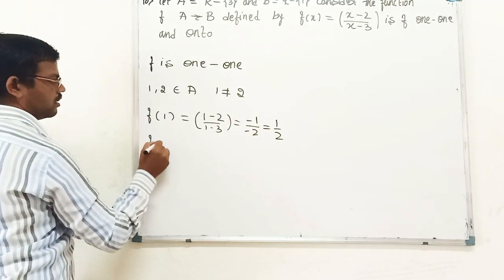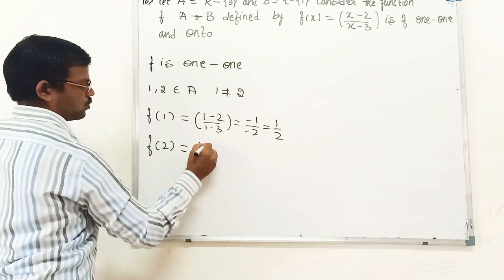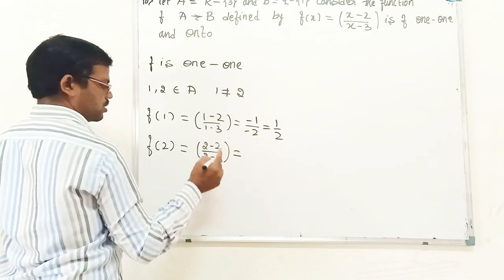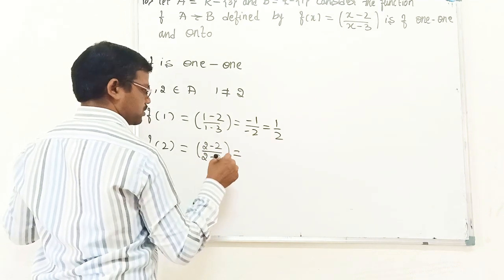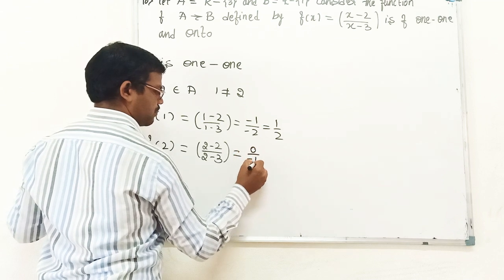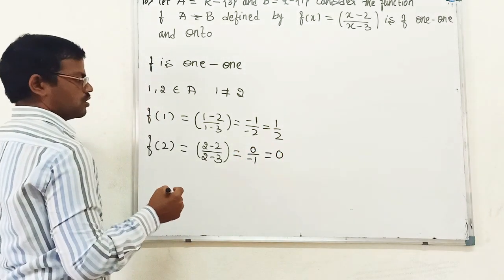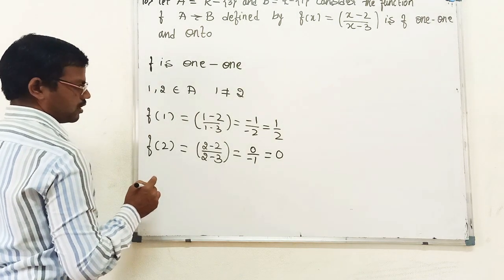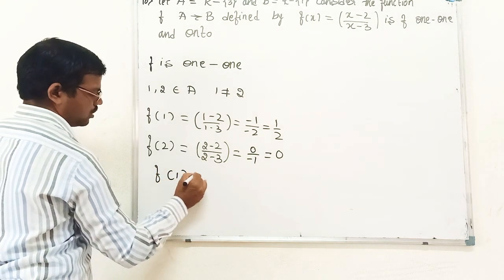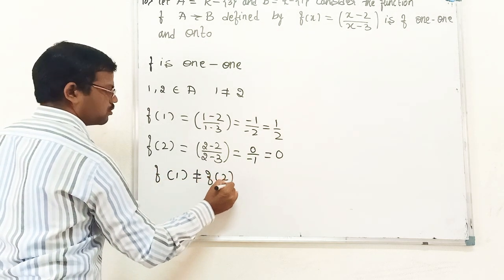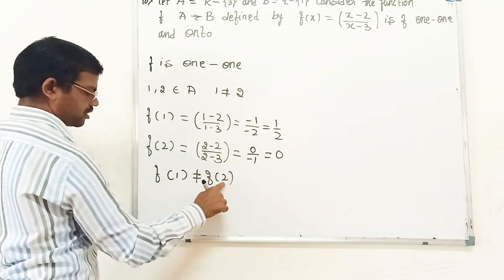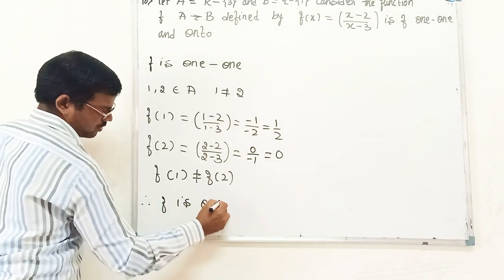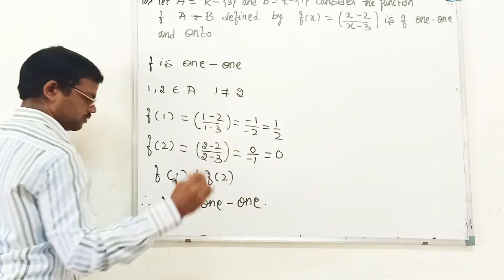Next, f of 2. If you put 2, 2 minus 2 divided by 2 minus 3. 2 minus 2 is 0, 2 minus 3 is minus 1. 0 by minus 1 is equal to 0. 0 by any number is 0. So next, f of 1 is not equal to f of 2. Therefore, different elements have different images. Therefore, f is 1-1.